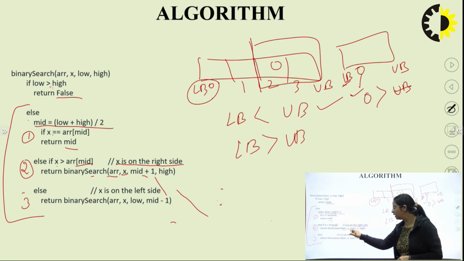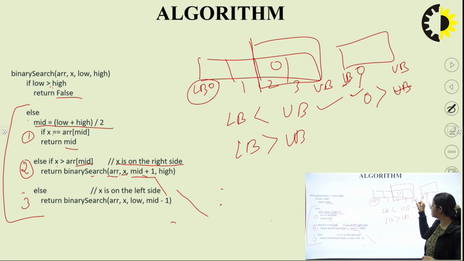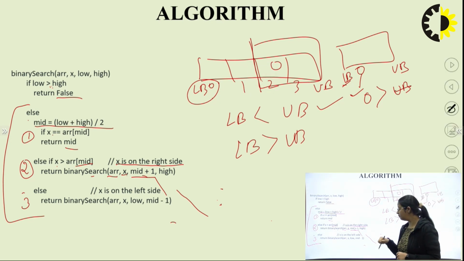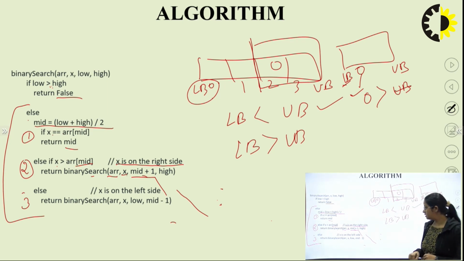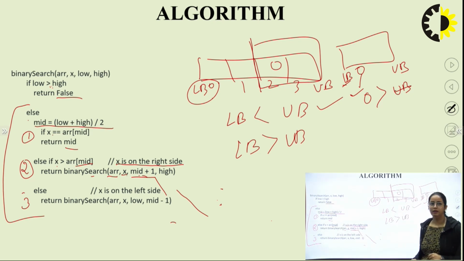Okay, after that what we have to do? We again need the search element, then the high or low, meaning upper bound and lower bound. Then our lower bound must be changed, because you can see the upper bound is the same, but the lower bound must be changed. So mid plus 1 is our new lower bound. Okay, that is for the case of x greater than mid.